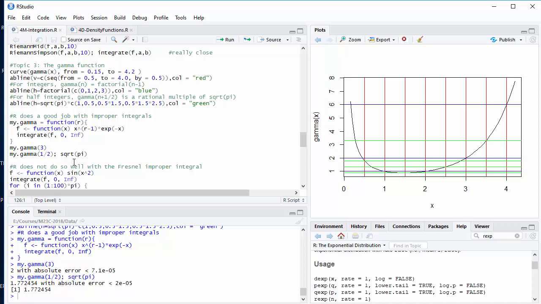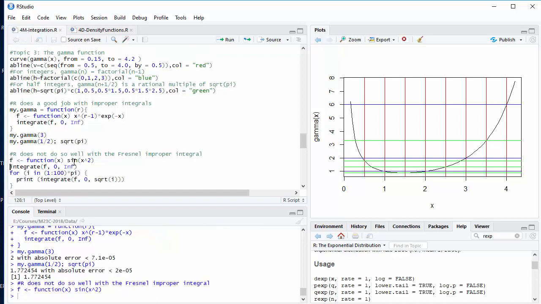In lecture, I showed you one more improper integral, the one that shows up in the theory of Fresnel diffraction in physics. And this is an example of an improper integral that converges only because the integrand is alternately positive and negative. It's easy to show that when you evaluate the integral, you are in effect summing an alternating series. What's not obvious is how painfully slowly this series converges.